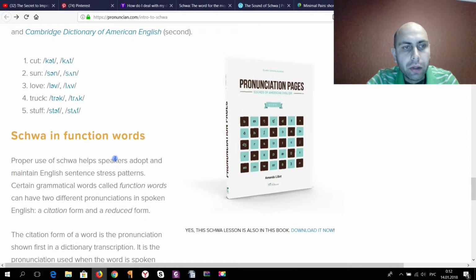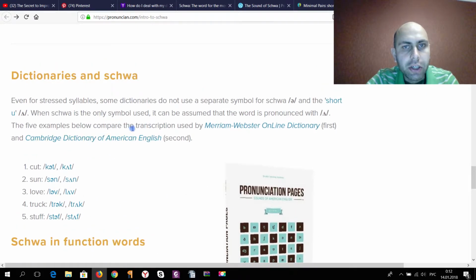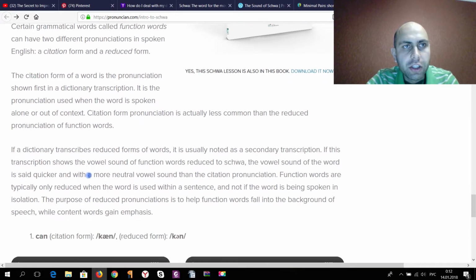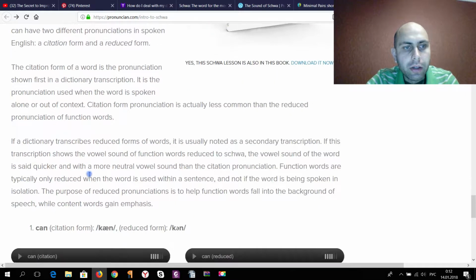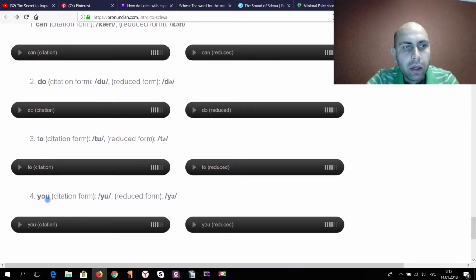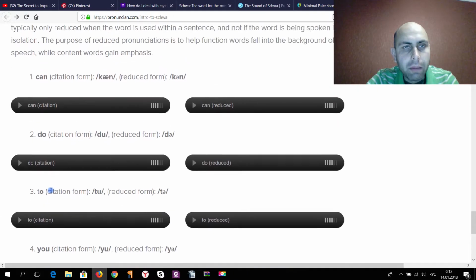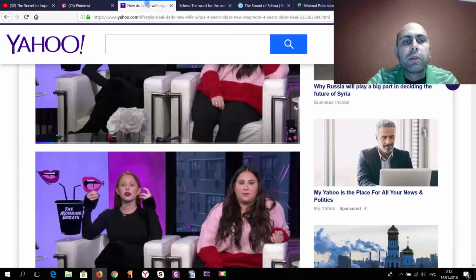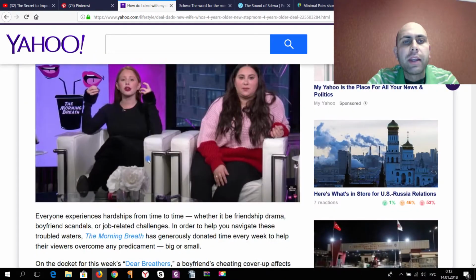Also, it gives you the list of how dictionaries look at this sound and what phonetic symbol they give for it, and schwa in function words. So it gives you function words like can, do, to, you, and gives both examples for citation form and for reduced form.